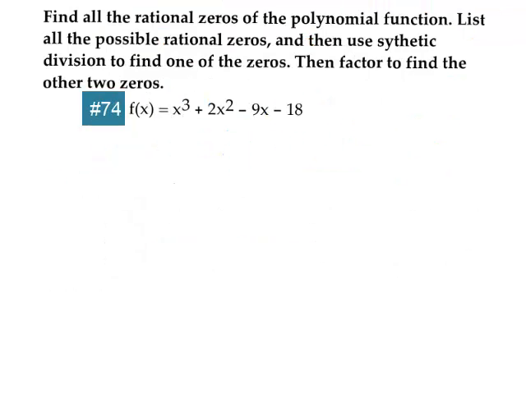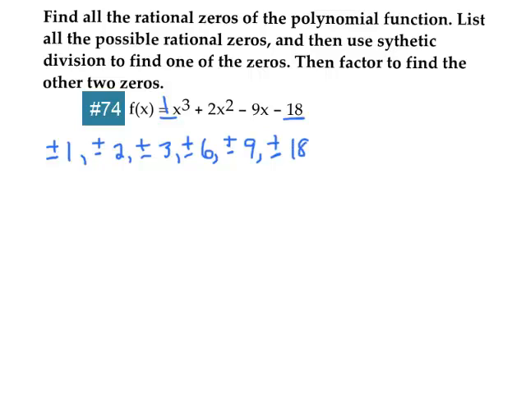Okay, this one's kind of a long one. We want to find all the rational zeros of the polynomial function. The way we're going to do that is to list all the possible rational zeros, use synthetic division to find one of the zeros, and then factor to find the other two. So if we're looking at 18 over 1, since it's over 1, we can just start listing our possible zeros because it's the factors of 18. So plus or minus 1, plus or minus 2, plus or minus 3, plus or minus 6, plus or minus 9, and plus or minus 18.